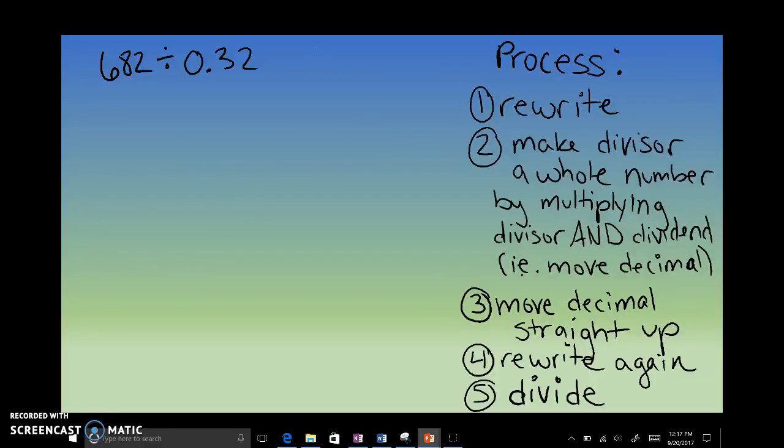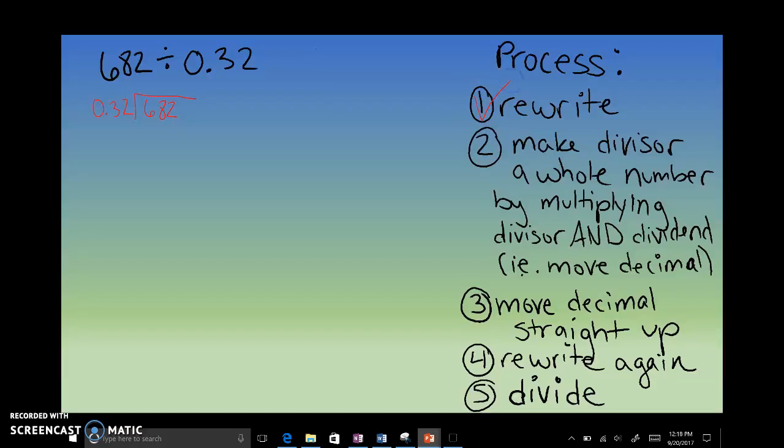So now let's see this in action. Our first step is to rewrite this so it's no longer a number sentence. So we're going to write 682 divided by 0.32. So our step 1 is done.